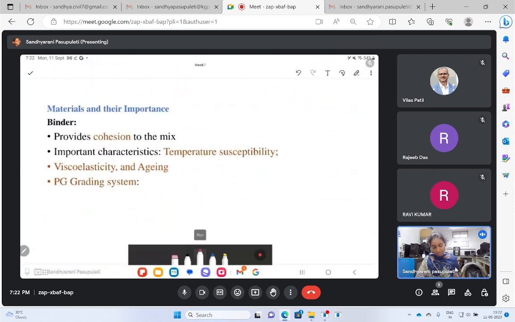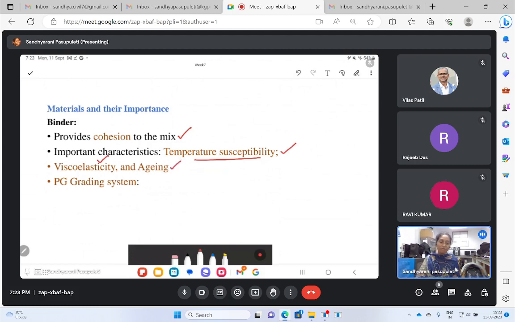Whatever bitumen I am going to use to produce this bituminous mixture, it should provide cohesion to the mix. So the main property of the binder here is that it provides the cohesion. And also the temperature susceptibility of the bitumen is important. Let us say if its softening point is particular degrees, and if you keep heating beyond that, what happens? It tries to flow. So the temperature susceptibility properties of bitumen, its viscoelastic properties. When I say viscoelastic properties, its behavior at various temperatures and its aging.